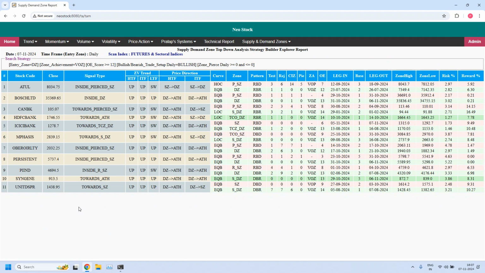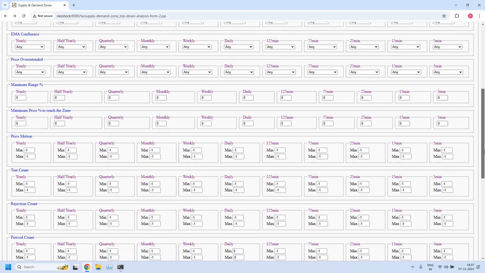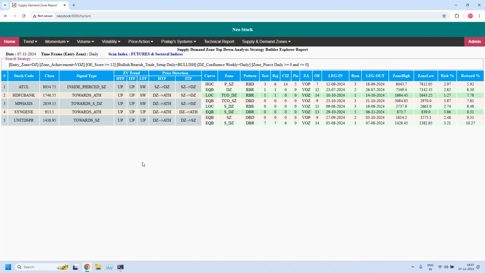In this list there could be high probability setup stocks. Let's filter them. First filter is based on LTF and ITF demand zone confluence. That is daily and weekly demand zone confluence. I am enabling that filter. With this filter, out of 11 we got 5 stocks. These 5 stocks, the daily demand zones are part of the weekly demand zone. And weekly trend is up.